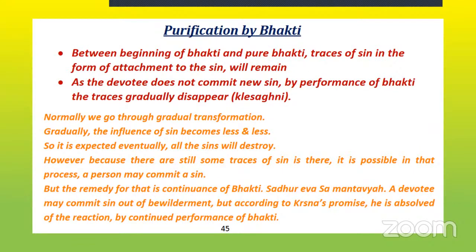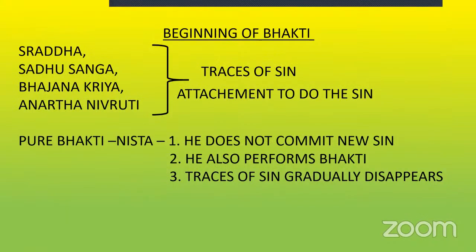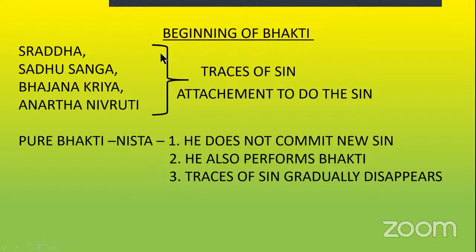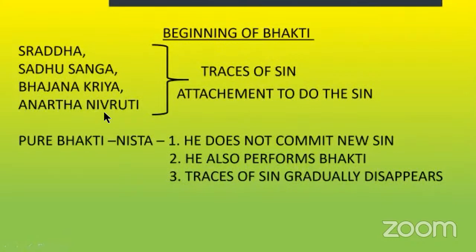Between the beginning of Bhakti and pure Bhakti, traces of sin in the form of attachment to sin will remain. Yesterday we saw this workshop. From the beginning of Bhakti to pure Bhakti, how many stages do we have? Shraddha, Sadhu Sangha, Bhajana Kriya, Anartha Nivritti. If you see this workshop, you will understand. In these four levels, we have traces of sin. The traces of papa are there.